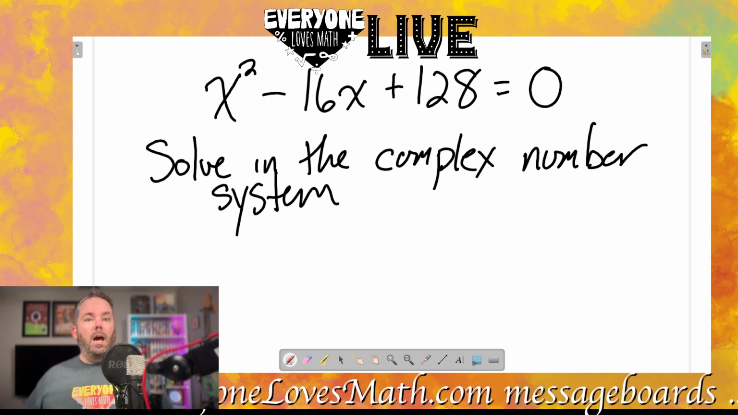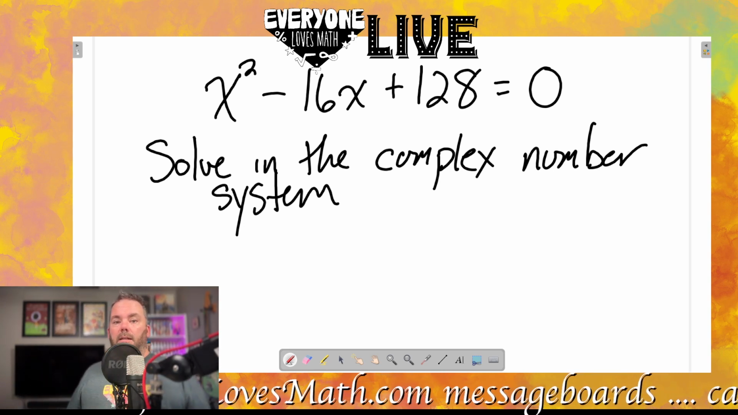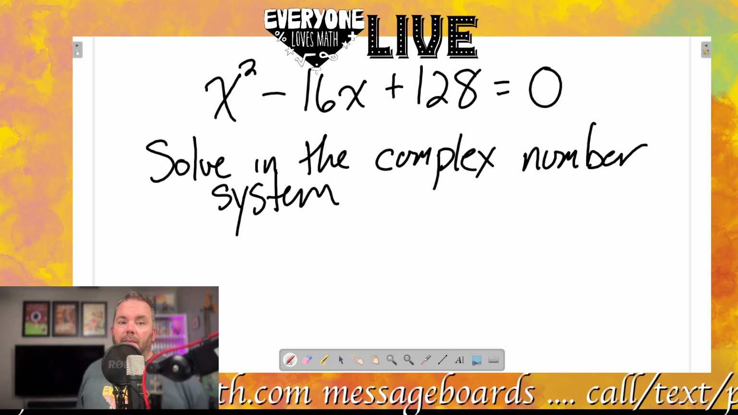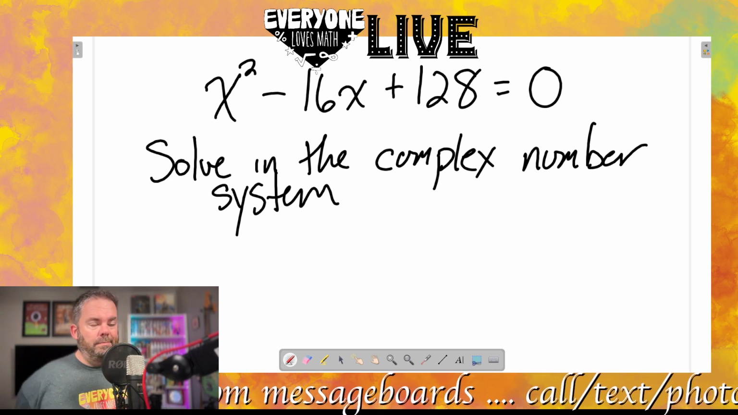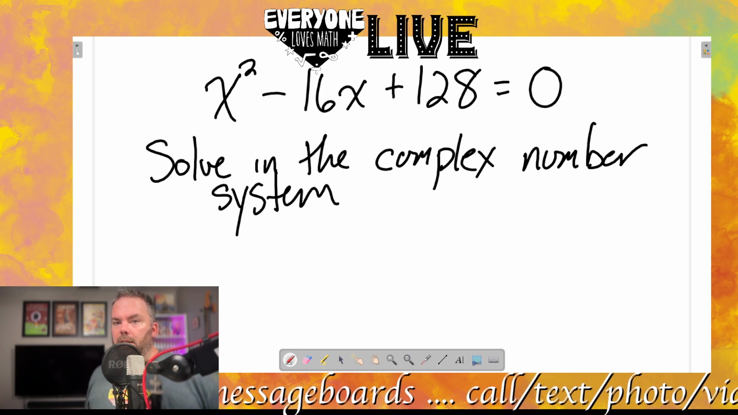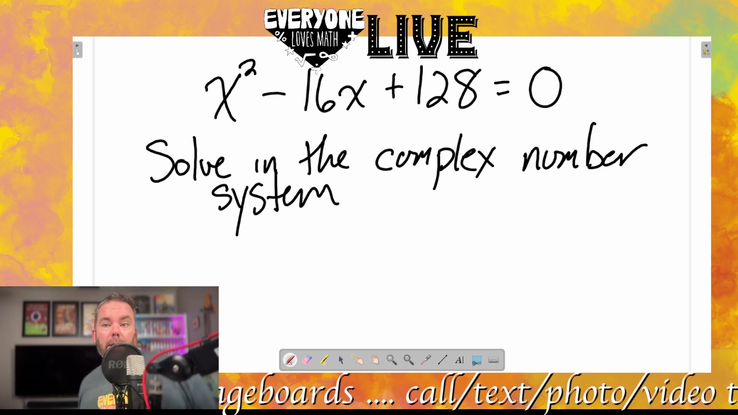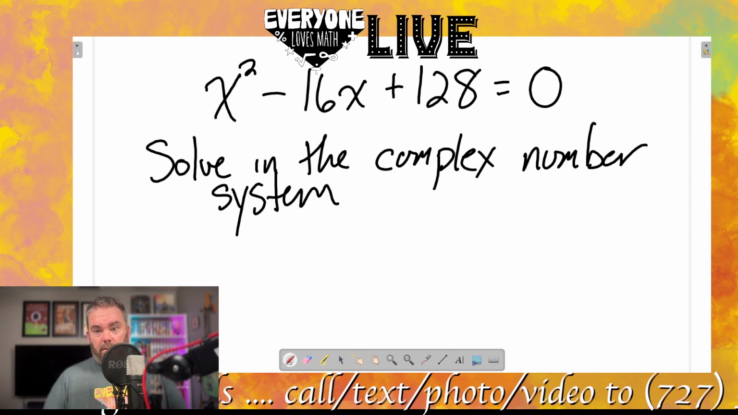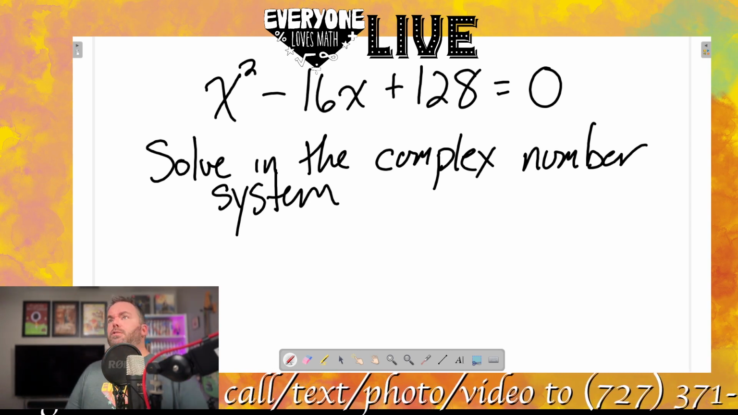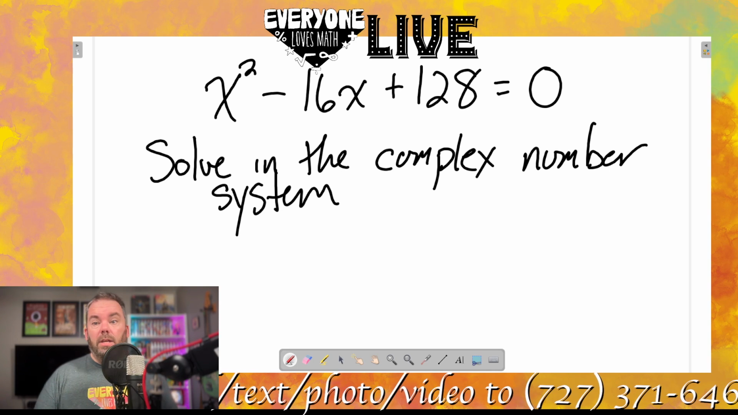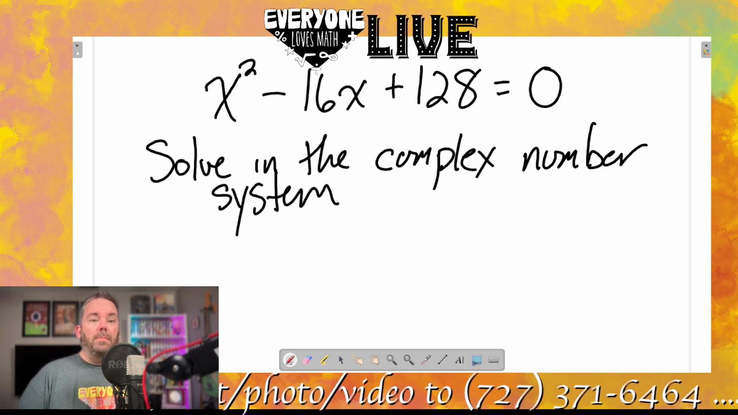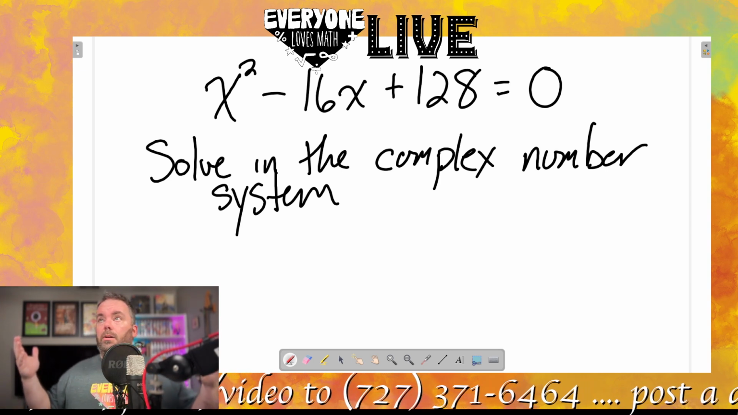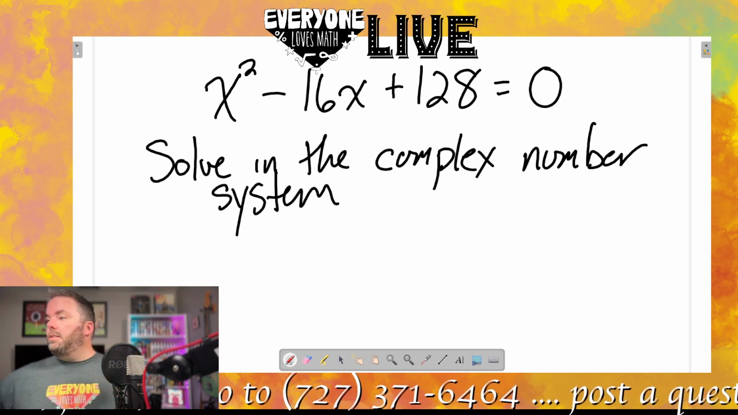Boom. So the question from the chat is for us to solve this quadratic equation in the complex number system. So let's see. Those last three words scare me a little bit because it's like complex number system. That gives me a hint that maybe the answer is going to be disgusting. It might have some imaginary number in it or something. Maybe it works out nice. I don't know. So let's work on solving it.